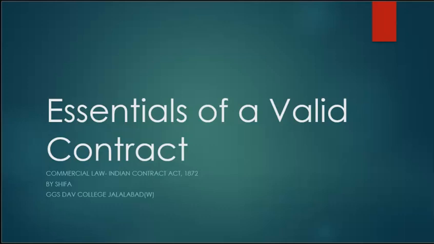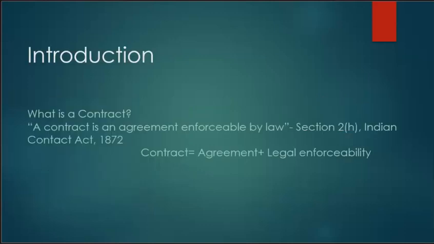In this presentation, we will learn what makes a contract legally valid and enforceable. So first of all, we must know what is a contract. A contract is an agreement which is enforceable by law. A contract is an agreement between two or more people that is legally binding. This means if someone breaks the agreement, the law can help fix the problem.